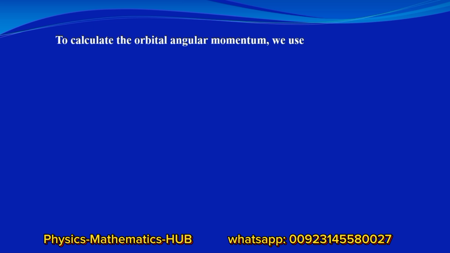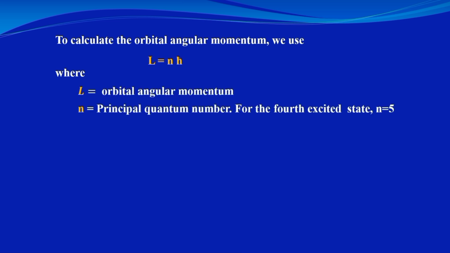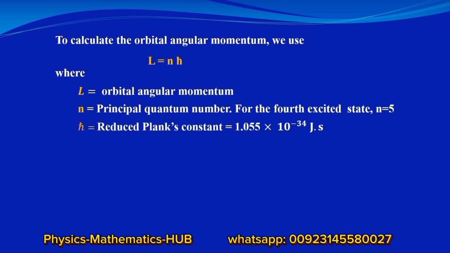Now, we are going to calculate the orbital angular momentum. We use L is equal to n h cut, where L is the orbital angular momentum, n is the principal quantum number. Here for the fourth excited state, n is equal to 5 and h cut is the reduced Planck's constant, equal to 1.055 multiplied by 10 to the power minus 34 joules second.